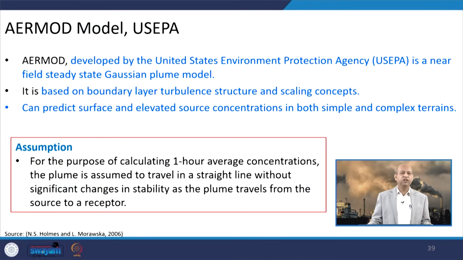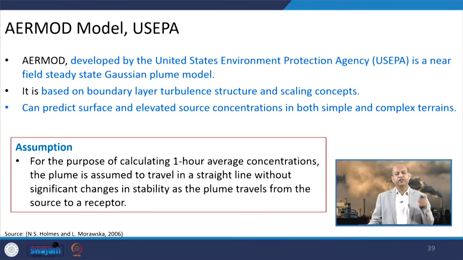Well, when we talk about the AERMOD model, which is quite popular and is developed by the United States Environmental Protection Agency and the American Meteorological Society, it is a very popular model in the sense it can consider boundary layer turbulence structure and scaling concepts also, and it can predict surface as well as elevated source concentration in both simple and complex terrains. So, that is the versatility of this particular model.